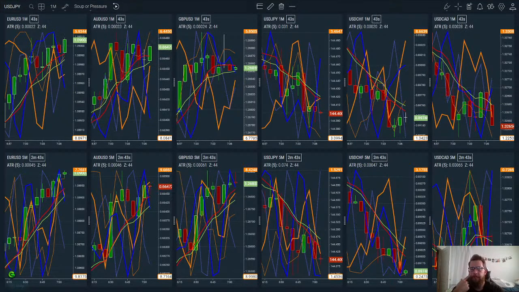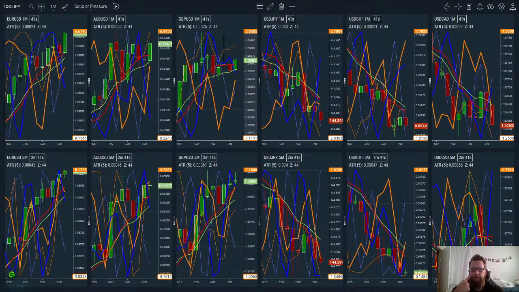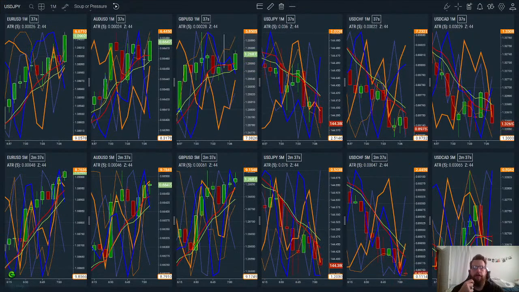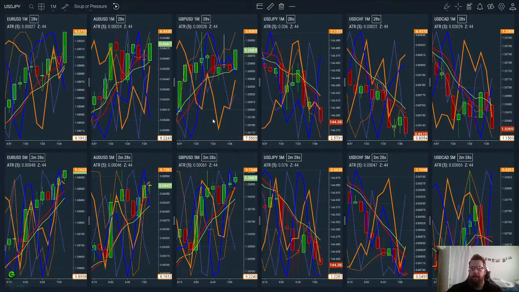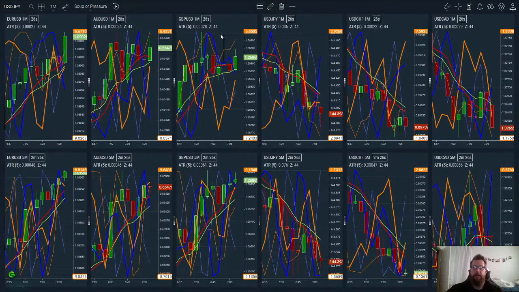And then a 2-to-1 risk reward ratio. Our take profit is just whatever the ATR is on whichever chart we're taking the trade on. And then our stop loss is double whatever that is. So that gives us the 2-to-1 risk reward ratio right there.